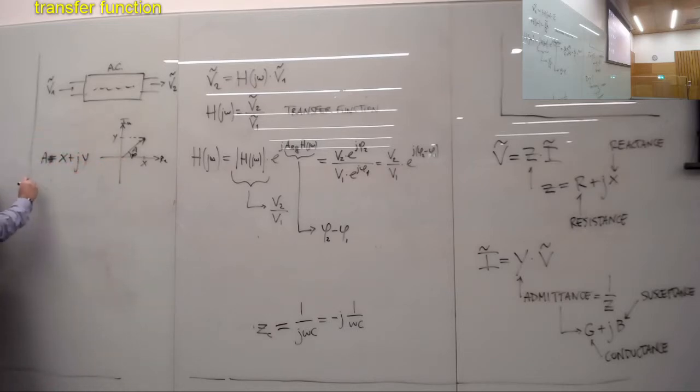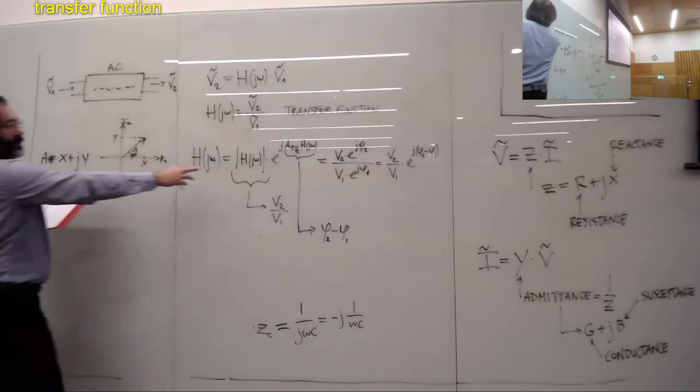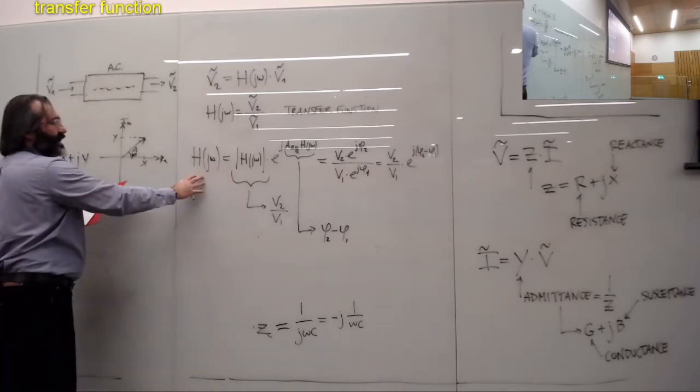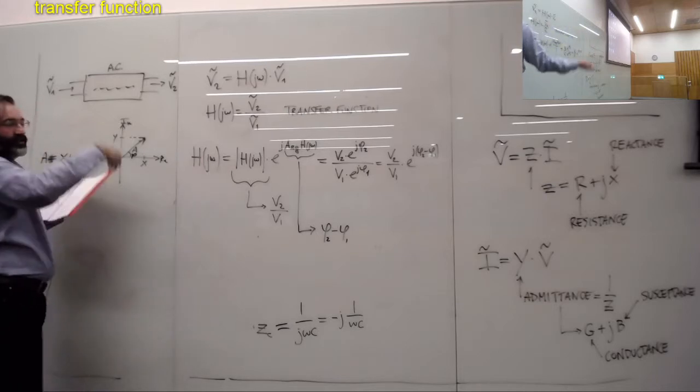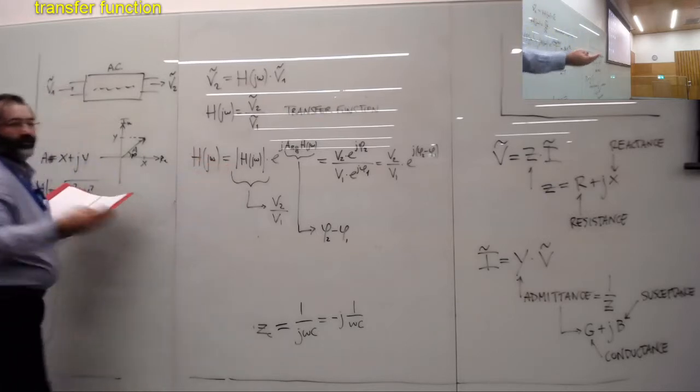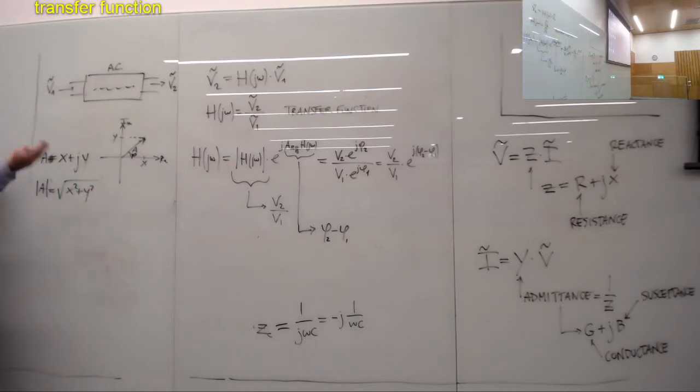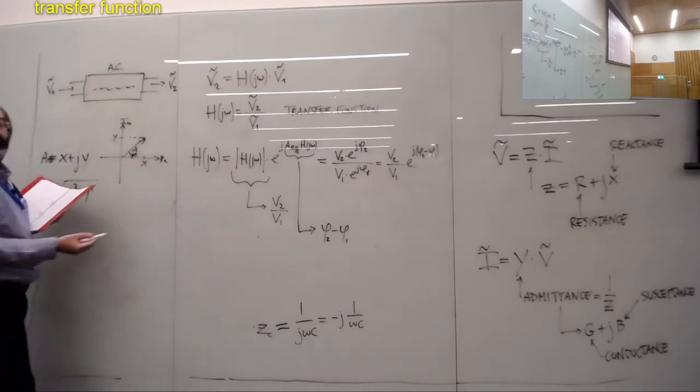So the absolute value of A, we said previously, is the square root. That's how you calculate also this quantity. You have H(j omega), which is generally complex. To calculate the absolute value, you need to write it in the real part, imaginary part, and take this quantity. To calculate the phase, you need to use trigonometry.